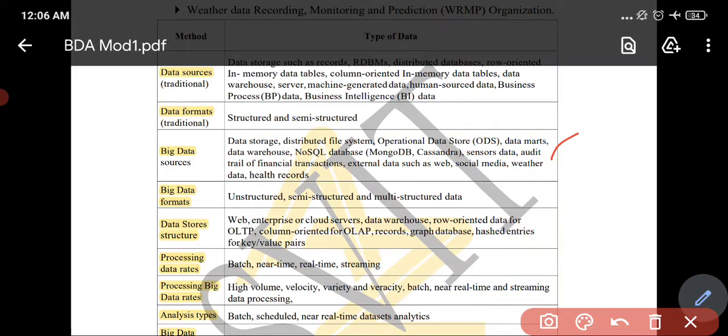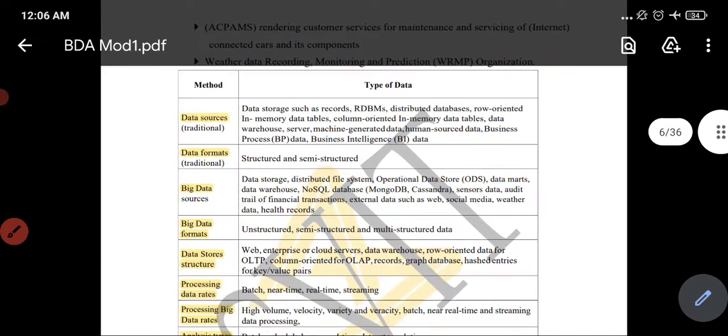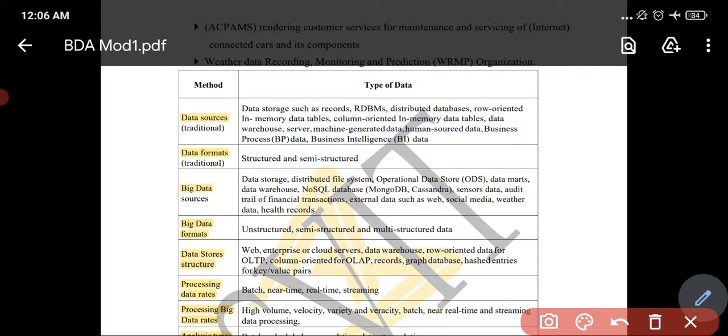When we come to the data source for the traditional method, we have distributed database, RDBMS, column oriented, in-memory table, and data warehouse, etc. These are all the different sources for the traditional data. And the data formats of traditional data are semi-structured and structured, as I said before. And when we come to big data, the big data source is the data storage: distributed file system, NoSQL, that is MongoDB and Cassandra, sensor data, audit trail, etc. These are all the big data sources.